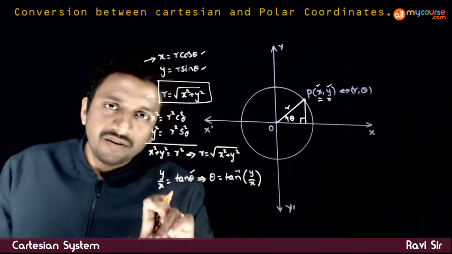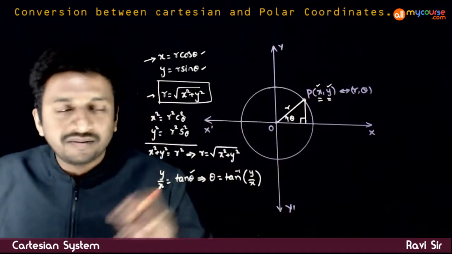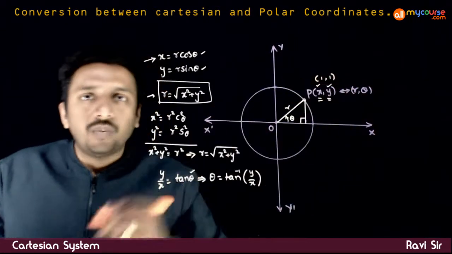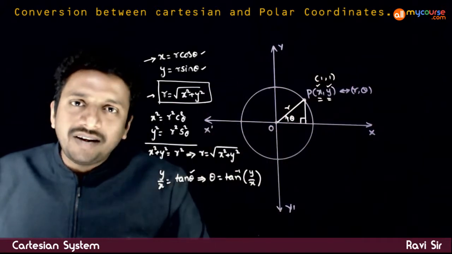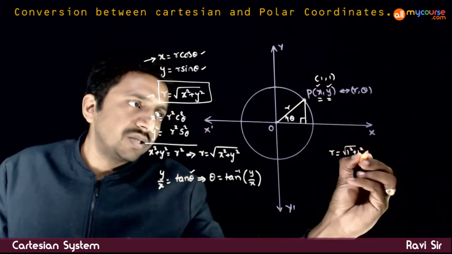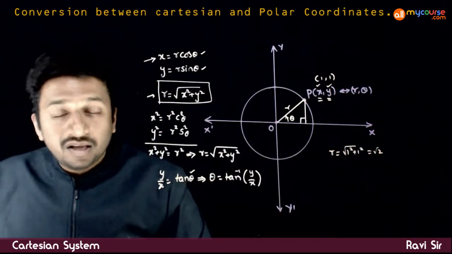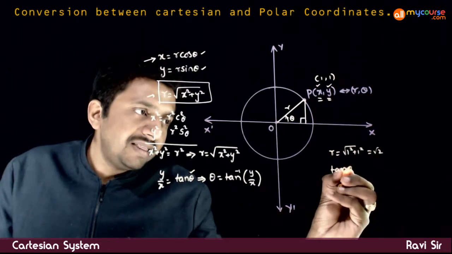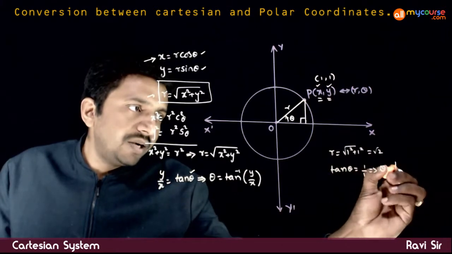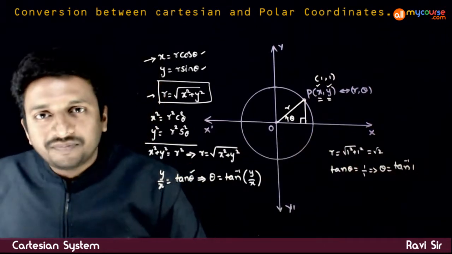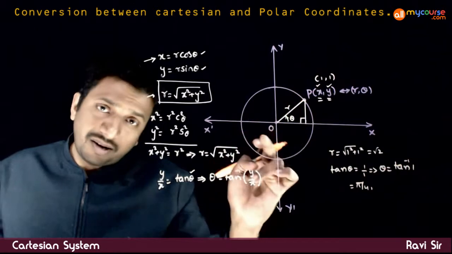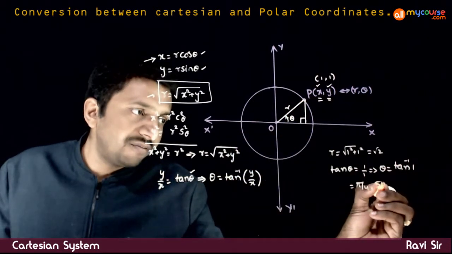For example, if you have a point in the first quadrant, let us say you have the point 1, 1. You have to find r and theta corresponding to this. r is very simple, root of 1 square plus 1 square is equal to root 2. Now, if I write tan theta is equal to y by x, 1 by 1, this implies theta is equal to tan inverse of 1. So tan inverse of 1 can be thought of as pi by 4 or an angle in the third quadrant, 5 pi by 4.